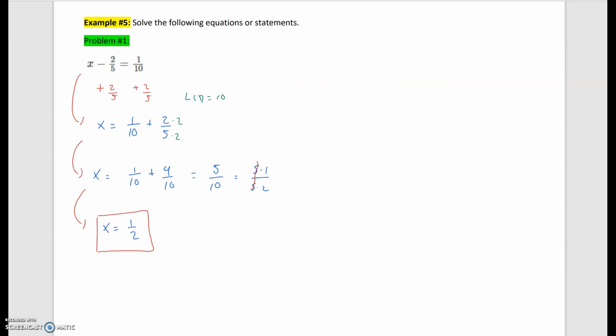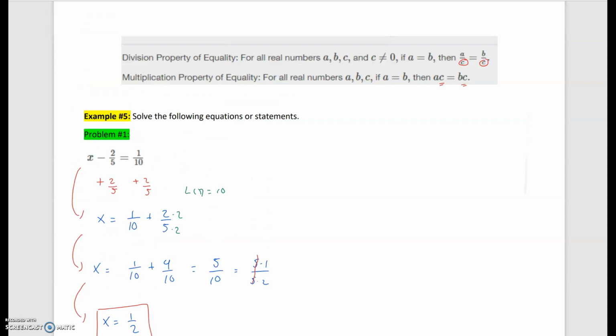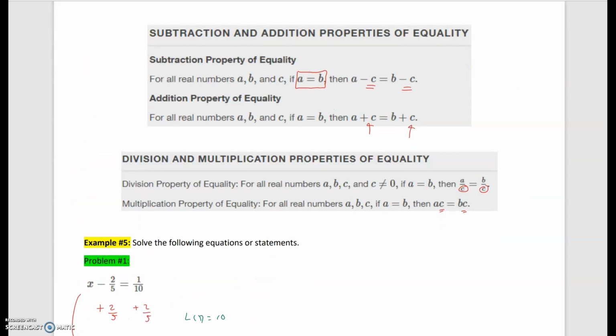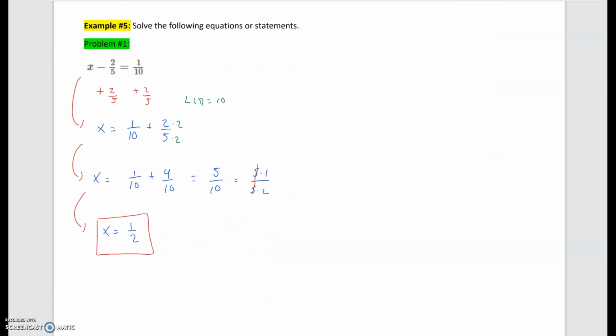And once again, the main idea within solving equations is that you're performing the same operation to both sides. For this one, it was just sufficient to add the 2/5 and then obtain an LCD on the right hand side.